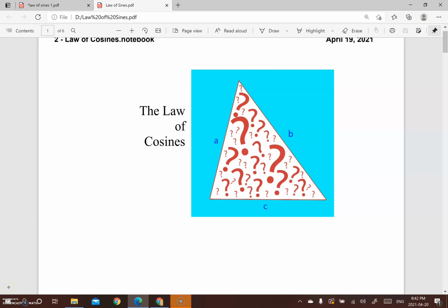The other law to help you solve for oblique triangles, triangles without a 90-degree angle, is the cosine law. So you're either using sine law or cosine law to solve for those triangles without a right angle. And today, I'm going to teach you about the cosine law.